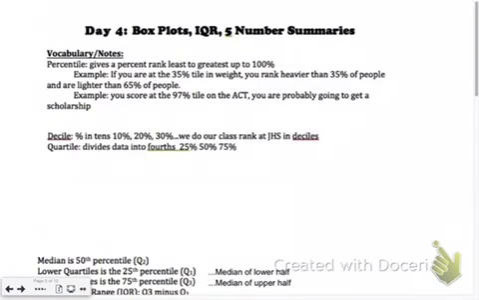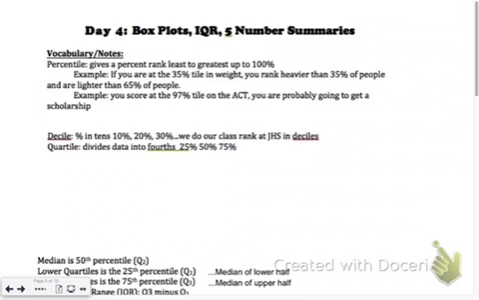In this lesson we're going to start day 4: box plots, IQR, which stands for the interquartile range, and the 5-number summary. A couple of things. First, we'll start off with the percentile. That just gives the percent rank, least to greatest, up to 100.